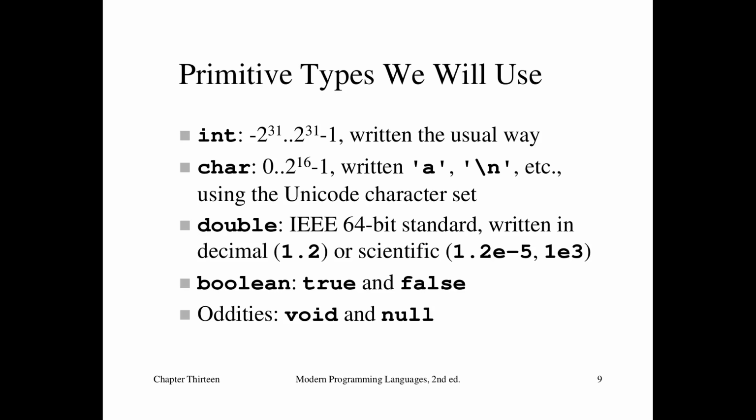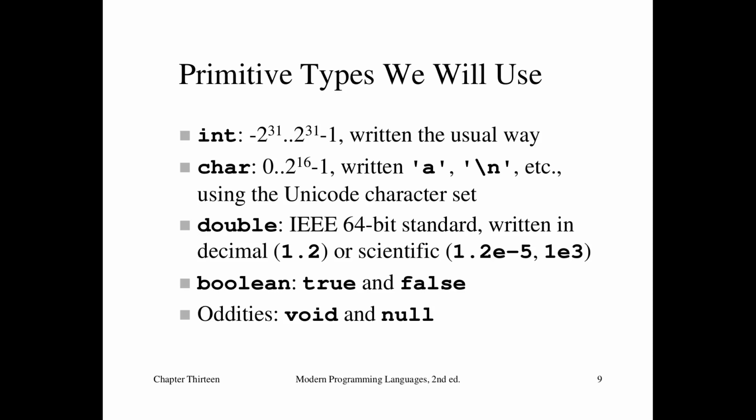Then we finally have double, which is an IEEE 64-bit standard double value. I would suggest you look that up because when it comes to comparing equality of doubles, you can't do that, and you need to learn how to actually do that correctly. Although in Java, there's a slicker way of doing it now as part of Java 7. Then we have Boolean. Boolean gives us true and false.